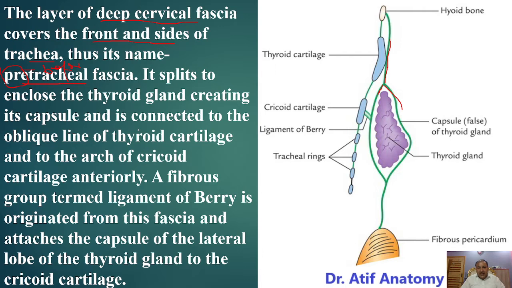It encloses the thyroid gland, creating its capsule, and it is connected to the oblique line of the thyroid cartilage. Once again, it is connected with the oblique line, and this is your thyroid cartilage of the larynx, and to the arch of the cricoid cartilage inferiorly. A fiber group termed the ligament of Berry originates from this fascia and attaches the capsule of the lateral lobe of the thyroid gland to the cricoid cartilage of the larynx. We know that these two cartilages are the main cartilages of the larynx.